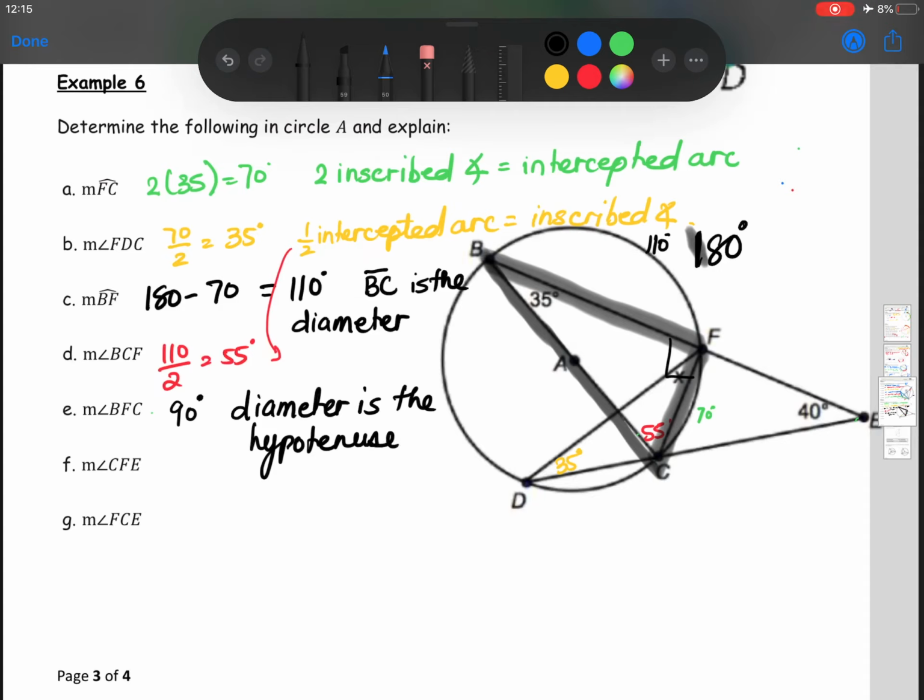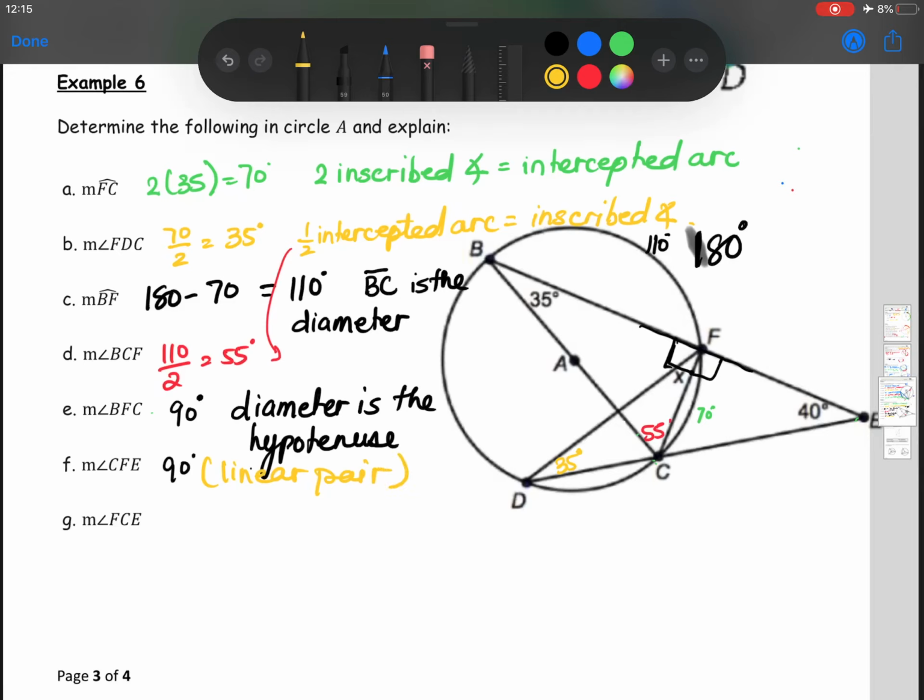Okay. Now measure of angle CFE. I already knew this was 90. So what would this be? It's a straight line, so this is going to be 90 degrees, and the reason is, oh, I should have used a different color, linear pair.